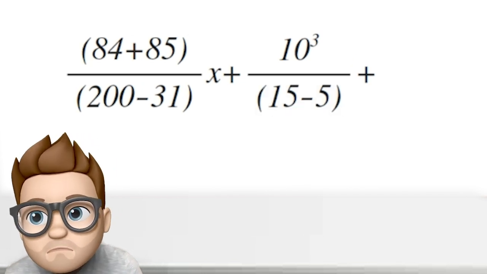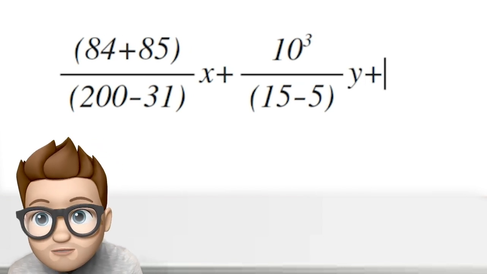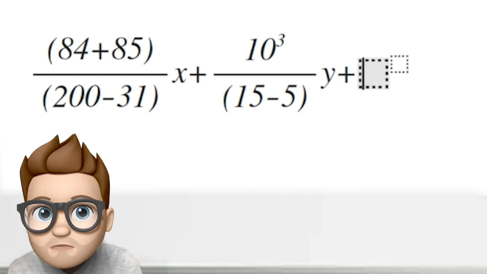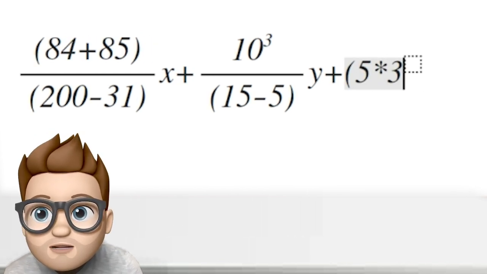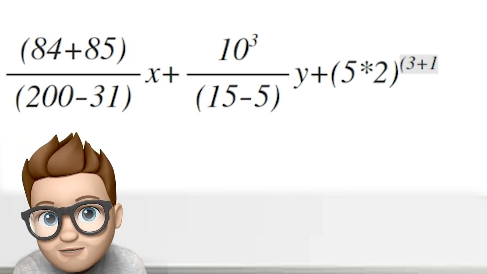We'll call that y. And then we went and we added on 5 times 2. And we took that to the power of the sum of 3 plus 1. So 3 plus 1 was in our brackets. And then we took that answer and we times that by z.